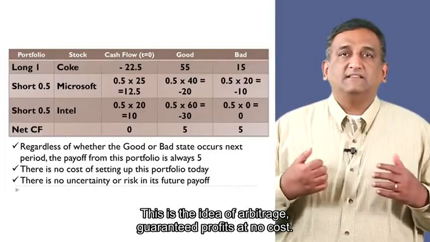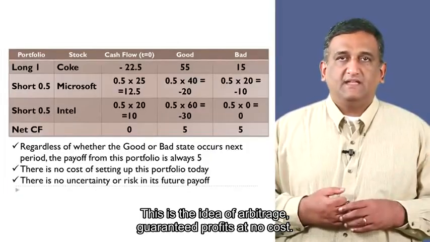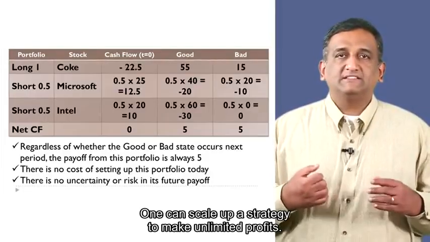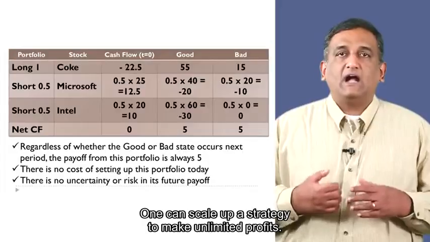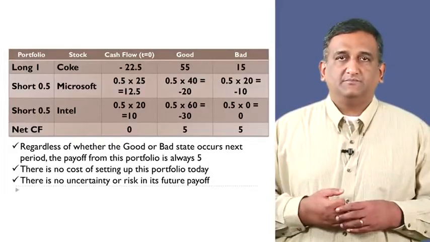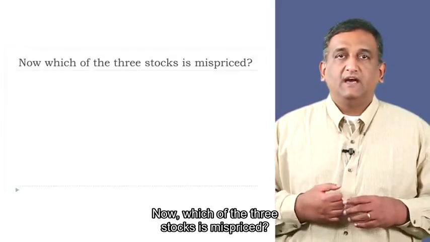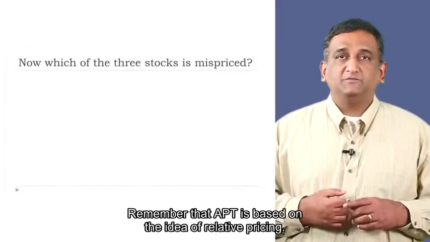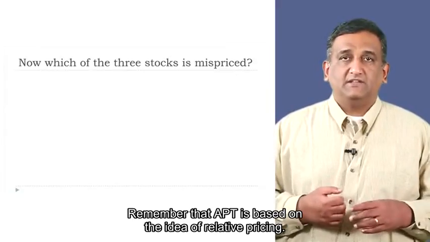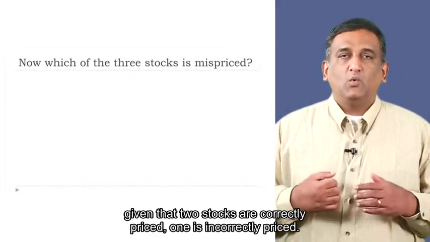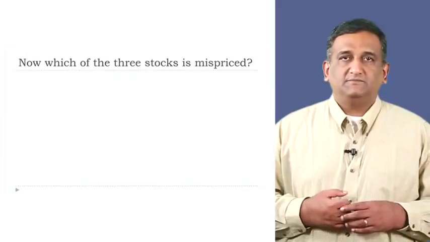This is the idea of arbitrage. Guaranteed profits at no cost. One can scale up this strategy to make unlimited profits. Now, which of the 3 stocks is mispriced? Remember that APT is based on the idea of relative pricing. That is, given that 2 stocks are correctly priced, 1 is incorrectly priced.